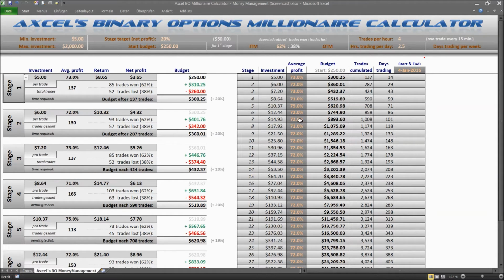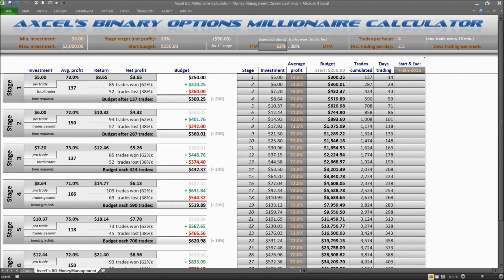And one of the key factors of this whole calculation, obviously, will be the success rate of your trading strategy, of your system that you're using to trade binary options. And that success rate has to be entered here. And right now it's on 62%. That is a very low value. That's true. But I highly recommend not to be too optimistic about it.